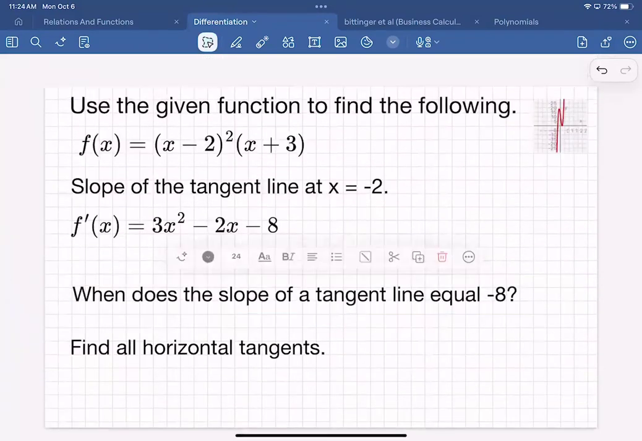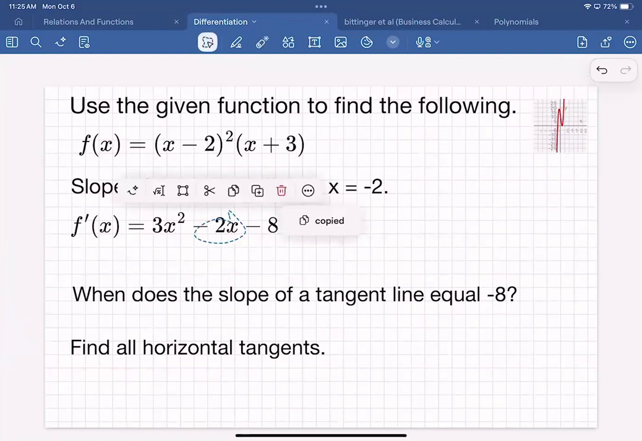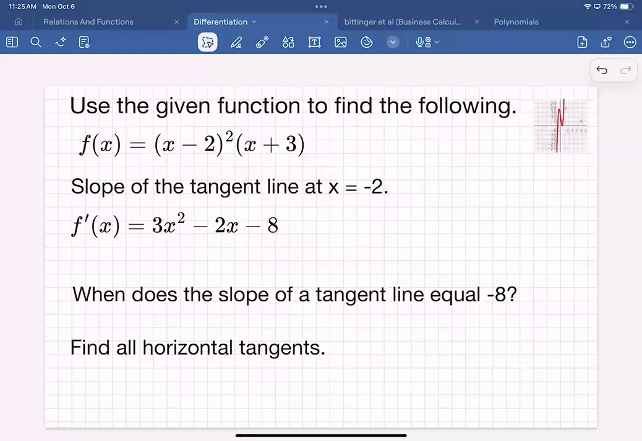Okay. And then the last one we're going to look at here is: let's find all horizontal tangents. Now, as we go through here, make sure to go back to this fact that we've already done the work to get the derivative of this function. That's the first thing you have to do to be able to answer anything with a tangent line. I need to get the derivative of my function.